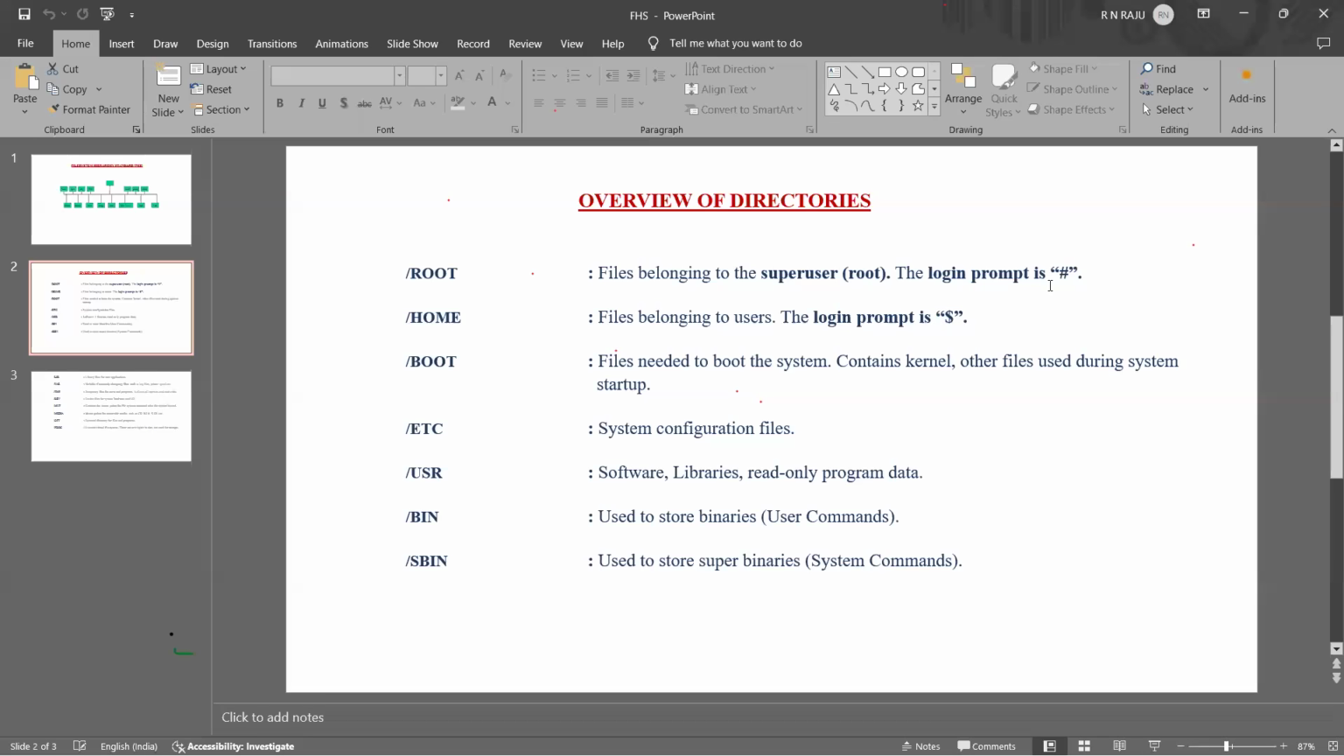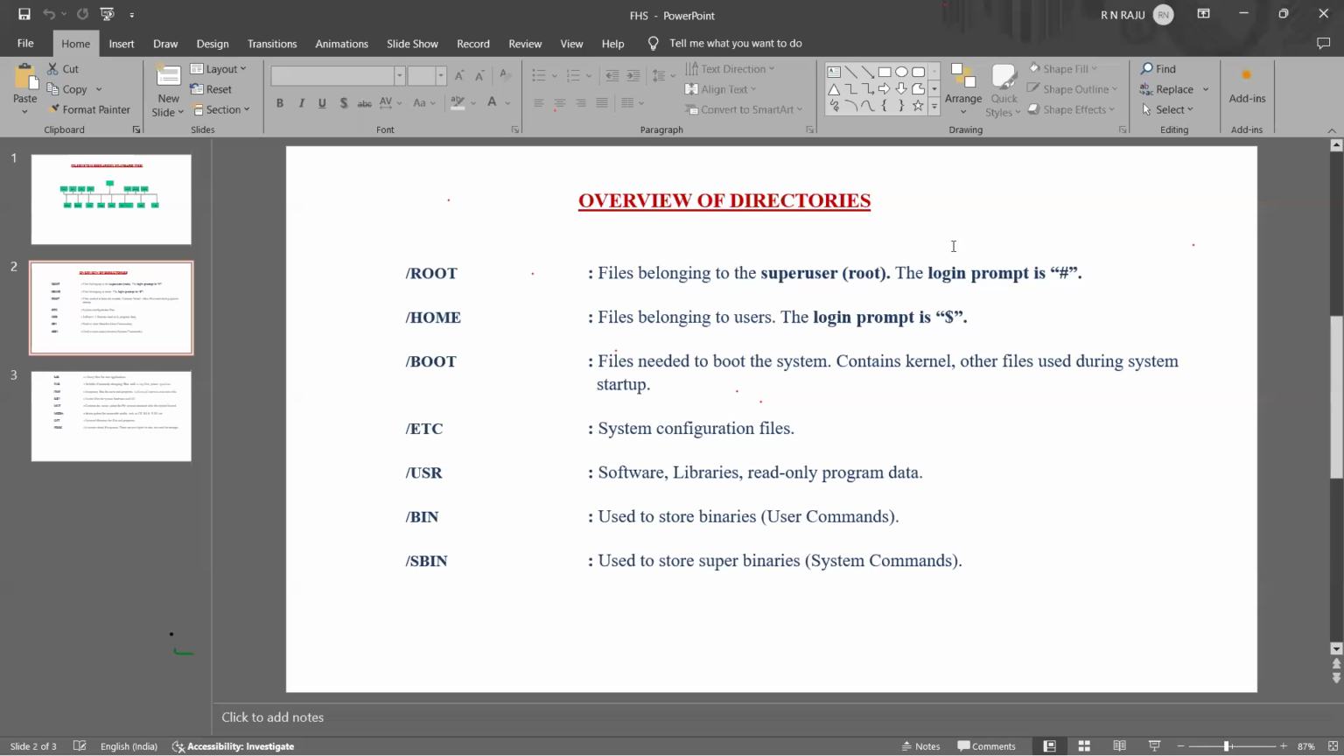So when are you working on the hash prompt? You are the engineer, you are the administrator. I mean, you can access everything in the computer because it is an admin account. But what is the default administrator username in Linux? Root. Root is the default admin username in Linux. When you log in with the root account, your login prompt is hash.